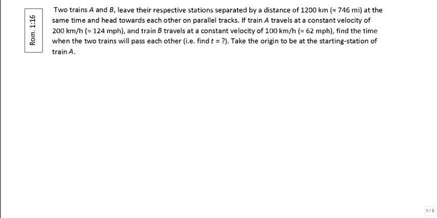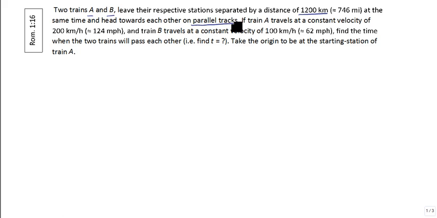Welcome. We consider now a classical problem known as the two trains problem in physics. This is a 1D kinematics situation where we have two trains, let's call them train A and train B, and train A leaves its station and train B leaves its station. The stations are separated by a distance of 1200 kilometers, and they're headed towards one another on parallel tracks.